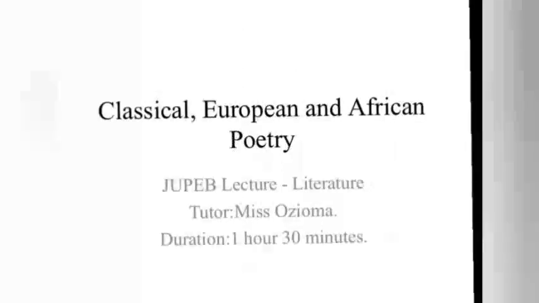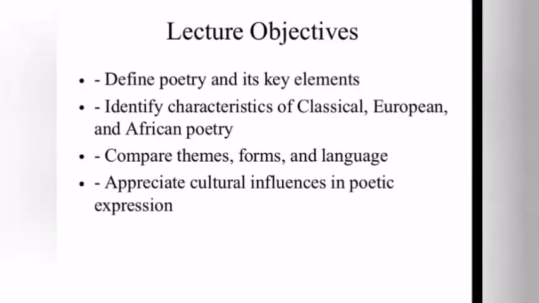Topic is classical European and African poetry, like trying to compare the different types and different eras of poetry evolution, if I use that word. But now the major subtopics we've treated: definition of poetry, elements, identifying characteristics, all these forms of poetry. We have treated most of it.